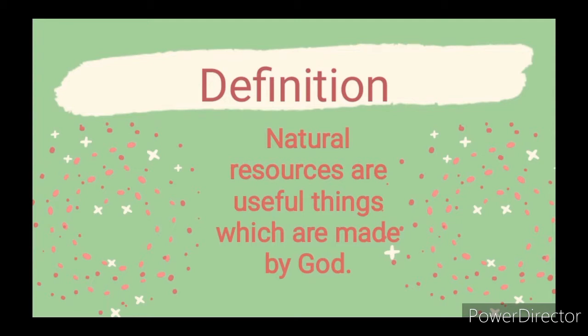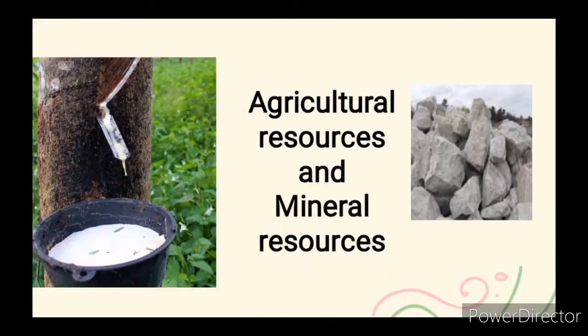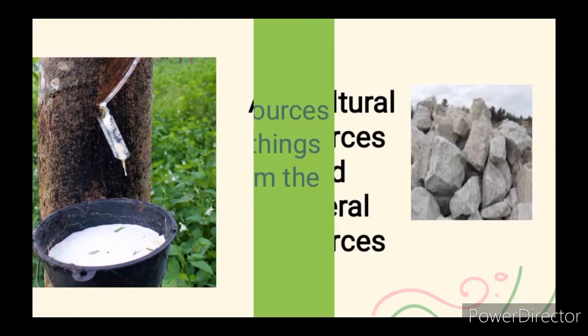Natural resources are useful things which are made by God. They are things made by God to be used by man, okay? And there are basically two types of natural resources, which are agricultural resources and mineral resources. So the two types of natural resources we're going to talk about in this lesson are agricultural resources and mineral resources.